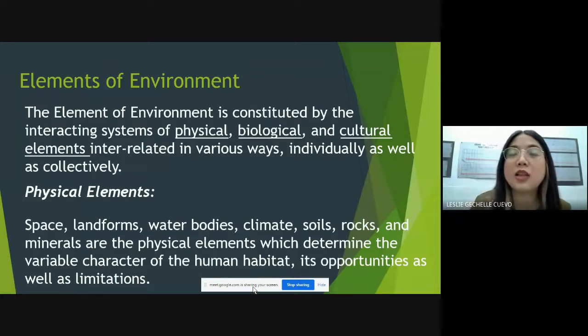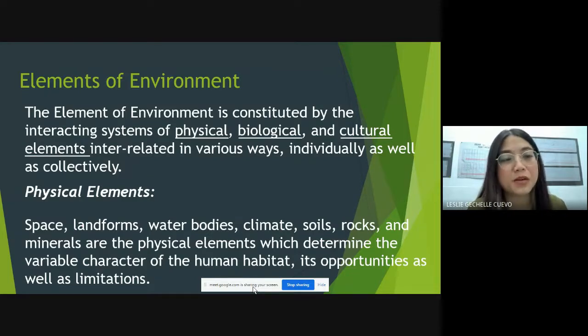So, itong mga to, physical, biological, cultural elements, can be considered an individual element, at puwede rin na ma-consider na nagtatrabaho sila with one another in order to actually build up the environment we are living in. So when we say physical elements, this is space, landforms, water bodies, climate, soil, rocks, and minerals. So these are the physical elements which determine the variable character of the human habitat.